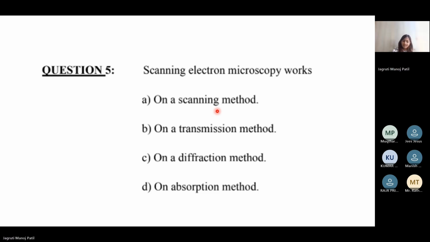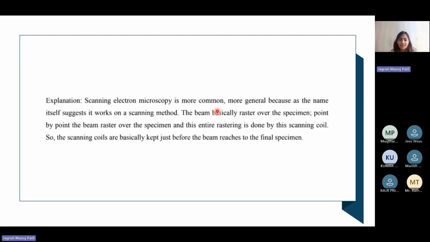So that depends on the scanning method. We are raster scanning our specimen, and the beam goes through it point by point, and we get the backscattered electrons back and image them. We see how the structure of the specimen is, wherever the beam is focusing.